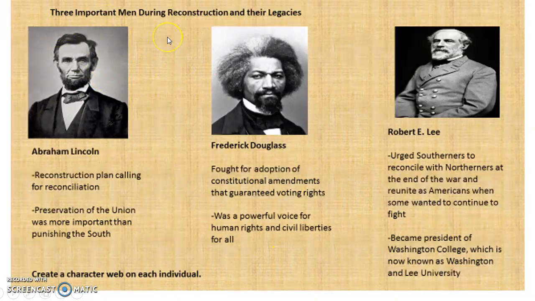3 important men during Reconstruction that we talked about. You have to make a photo gallery on each individual. You got Abraham Lincoln. His Reconstruction plan called for reconciliation. Reconciliation means that you get over a grudge. You make up for a negative situation. You become friends with somebody. That's what that means. That's what Lincoln was all about.